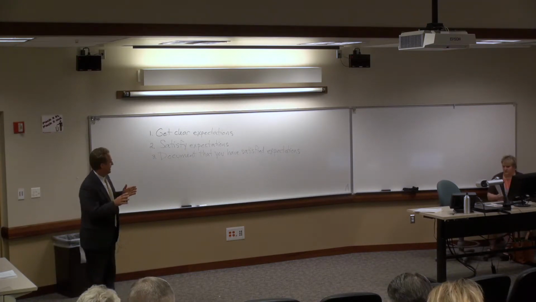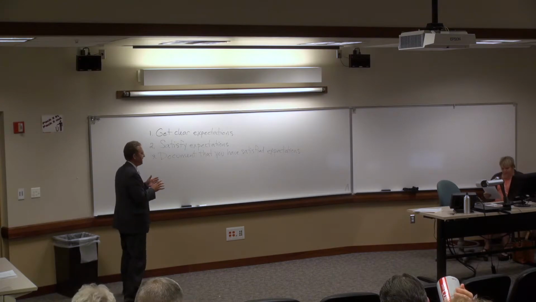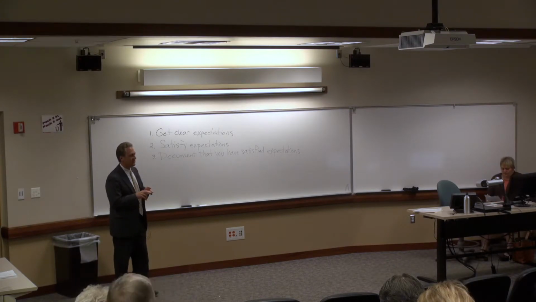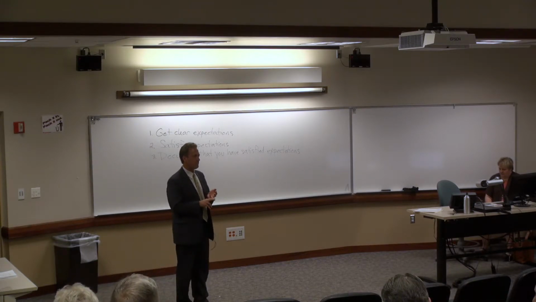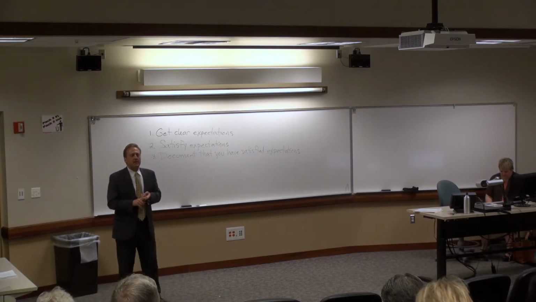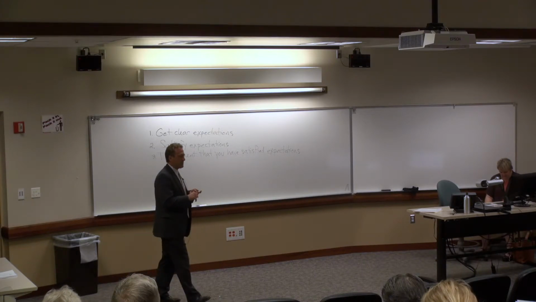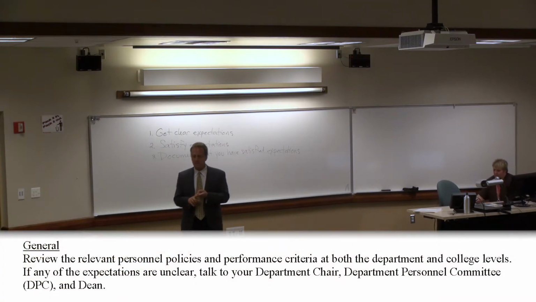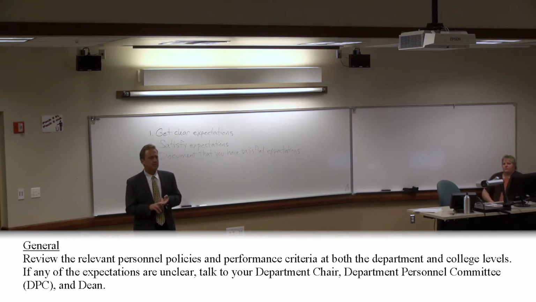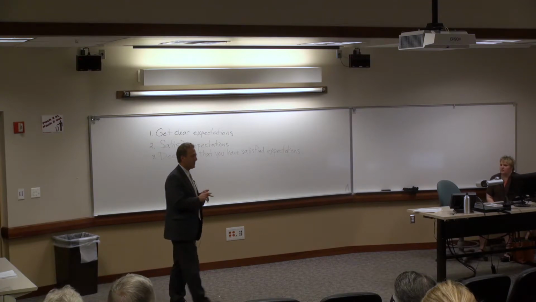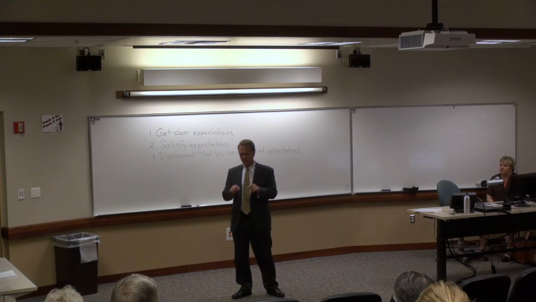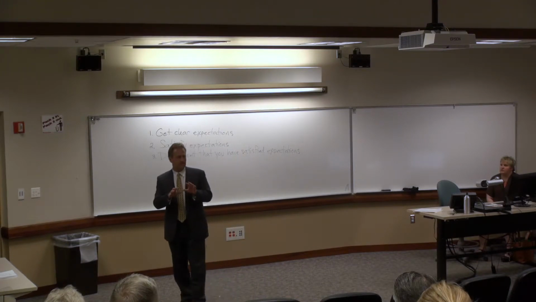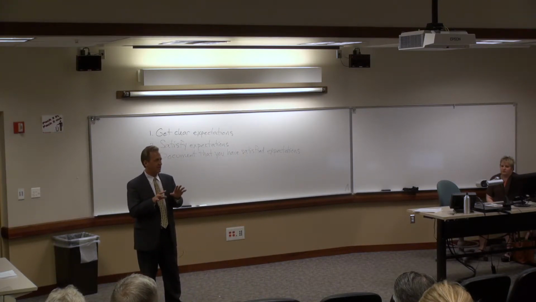I'm going to bring it into 3 basic ideas. First, get clear about what the expectations are. Second, satisfy the expectations. And third, document that you've satisfied the expectations. Right? So first point, get clear about what the expectations are. That means review the department and college personnel documents. If those documents are vague or ambiguous, you need to straighten them out. Either fix the documents at the department level, or talk to the dean, the chair, department personnel committee about what they mean by what they say in those documents.